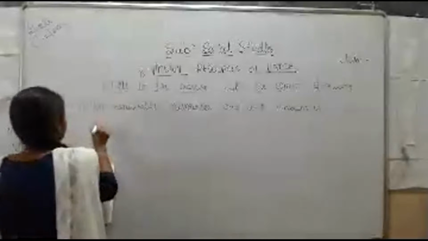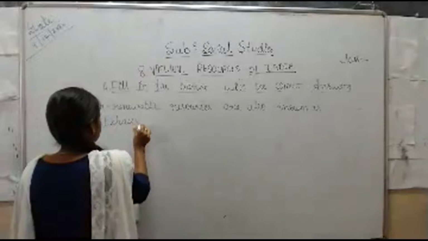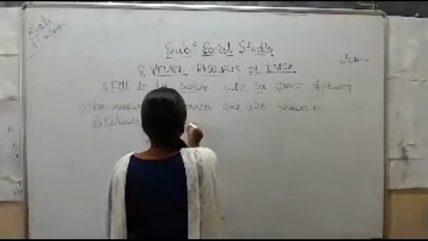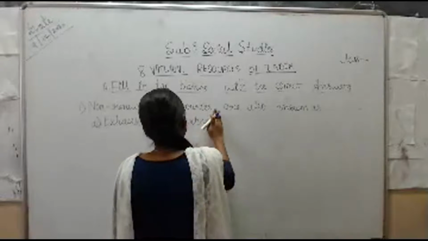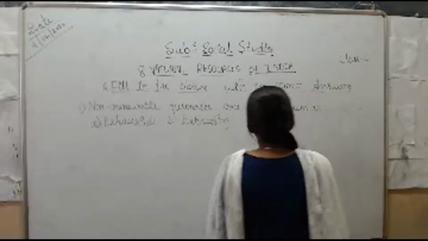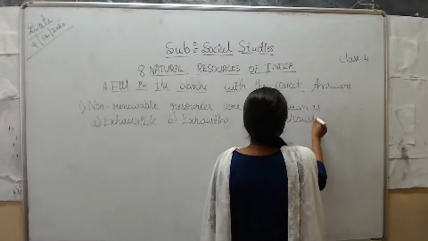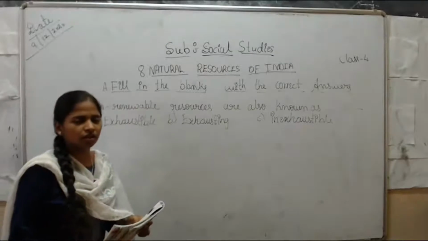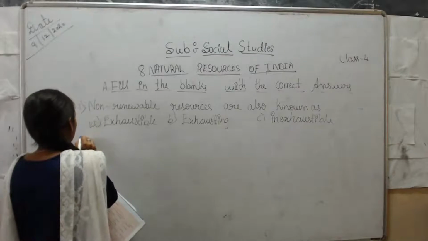Option A, exhaustible. Option B, exhausting. The third option, inexhaustible. So whether non-renewable resources are exhaustible or inexhaustible? They are exhaustible. The right answer is A, option A is the right answer.